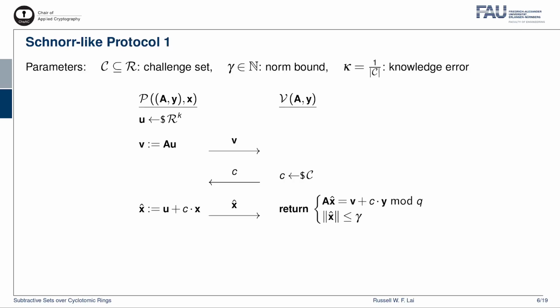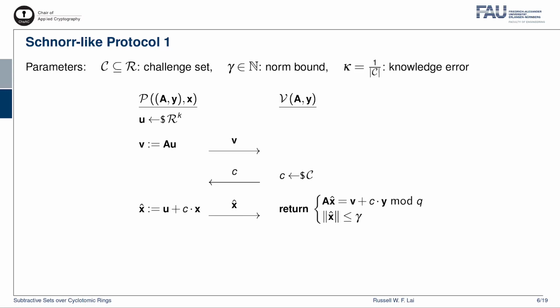Our first example is the lattice analog of the textbook Schnorr protocol for proving discrete logarithm. In this protocol, the prover first samples a short vector u and computes a vector v which is equal to A times u, and sends v over to the verifier. In turn, the verifier would sample a challenge c from the challenge set big C and send c over to the prover. Finally, the prover computes the vector x hat, which is equal to u plus c times x, and the verifier checks that x hat is indeed computed correctly.